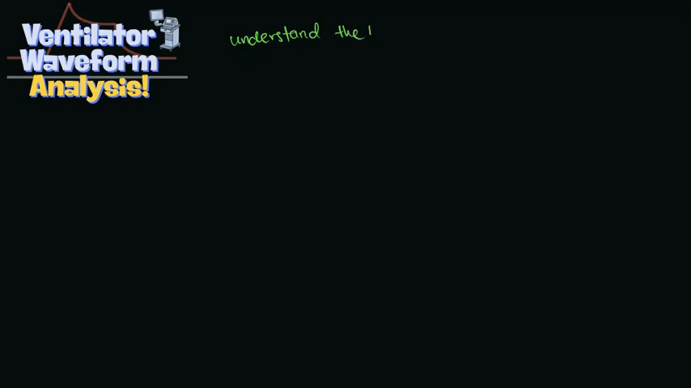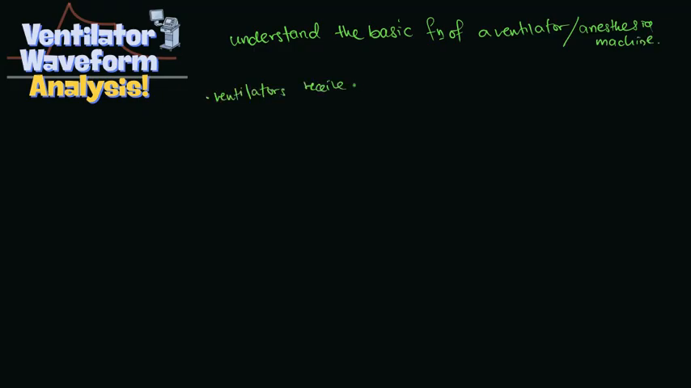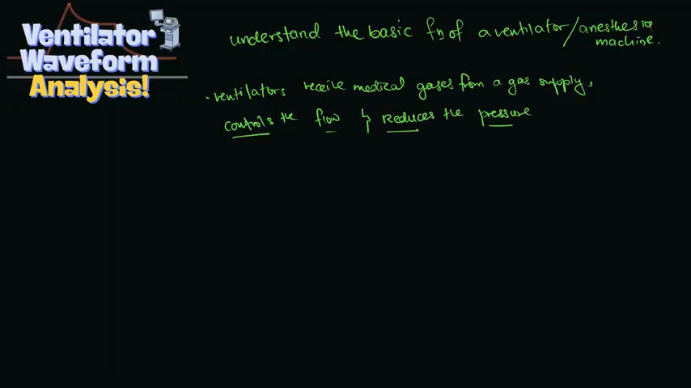Today we're going to talk about a crucial topic in anesthesia, ventilator waveform analysis. We start by understanding the basic functions of a ventilator or anesthesia machine. If we break down a ventilator to its most basic function, it receives medical gases from a gas supply, whether from a cylinder or central source, then controls the flow and reduces the pressure of gases to a desired level. These gases will then be delivered to a patient. So on a basic level, this is what ventilators do.